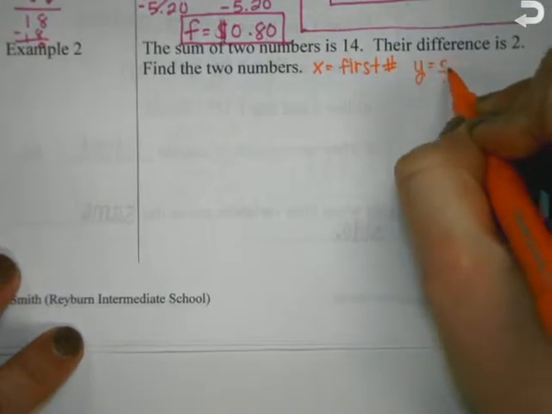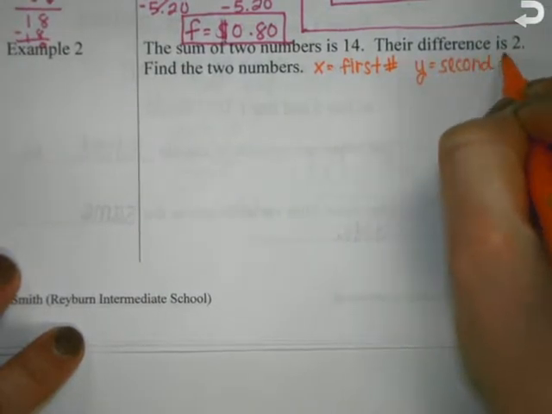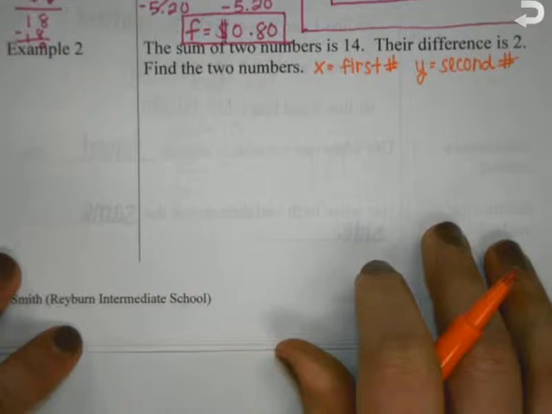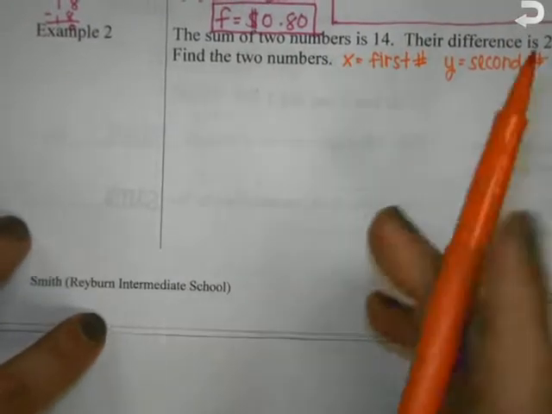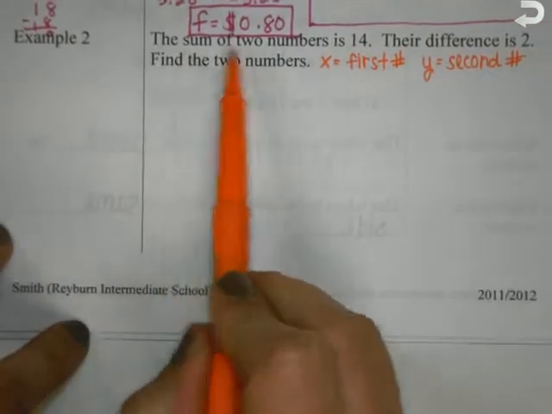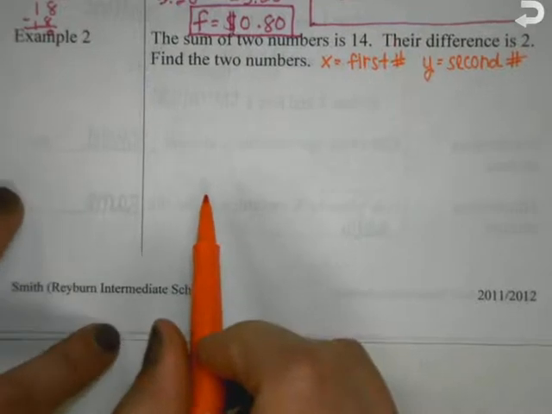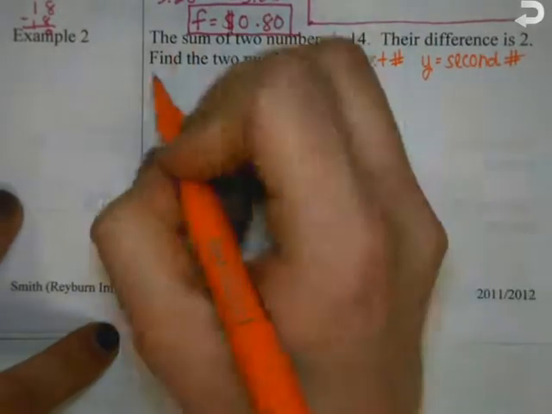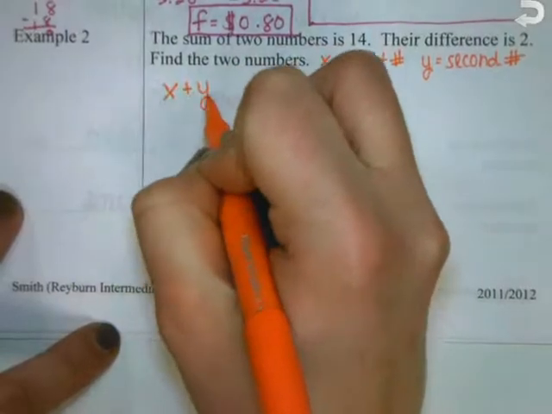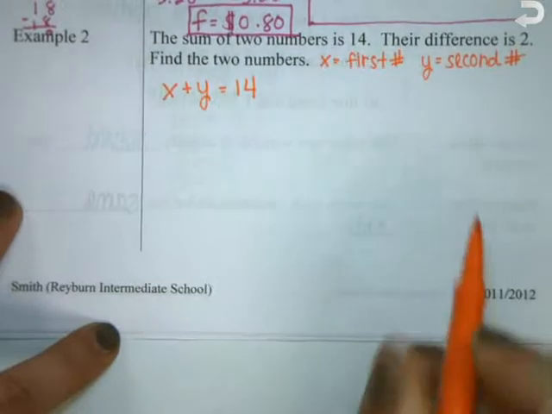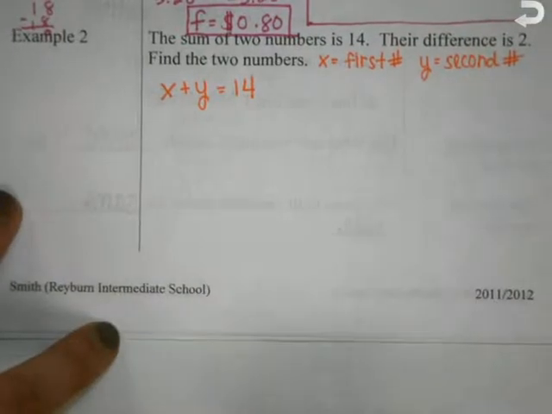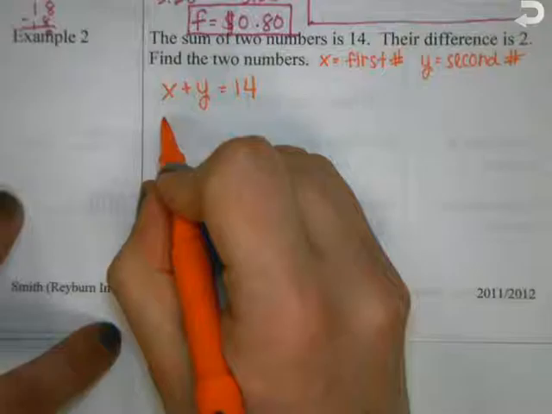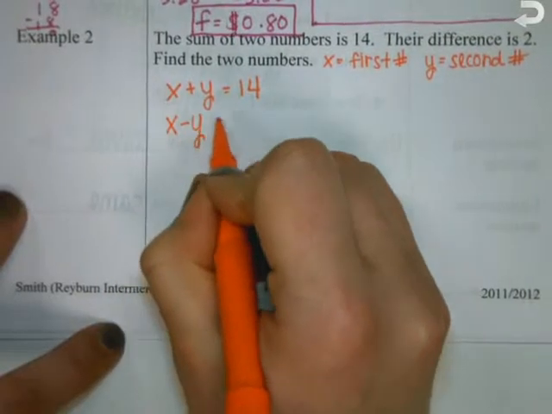Now, we're not worried about if they're consecutive or not, right? It's just sums and differences. So the sum of two numbers is 14. What's that going to be? So x plus y equals 14. Their difference is 2. Subtracted. x minus y equals 2. It's already all set up for us.